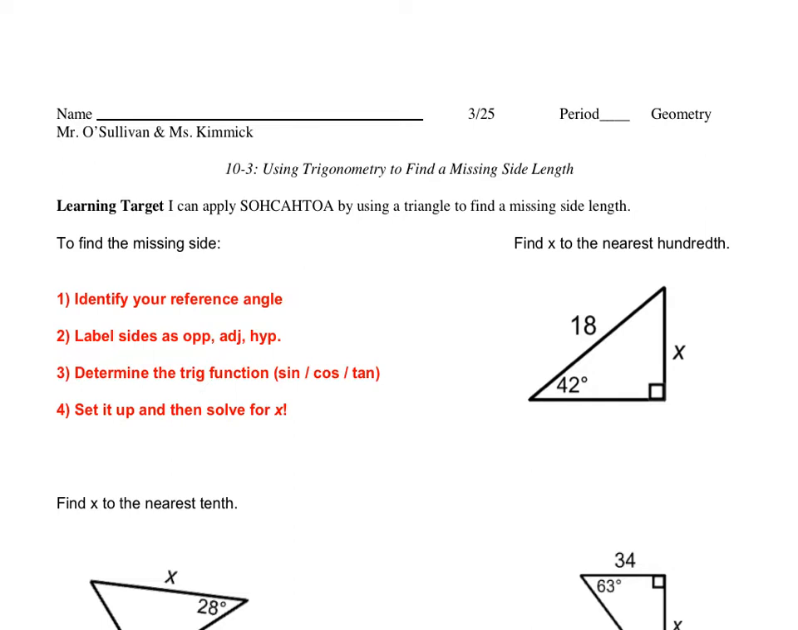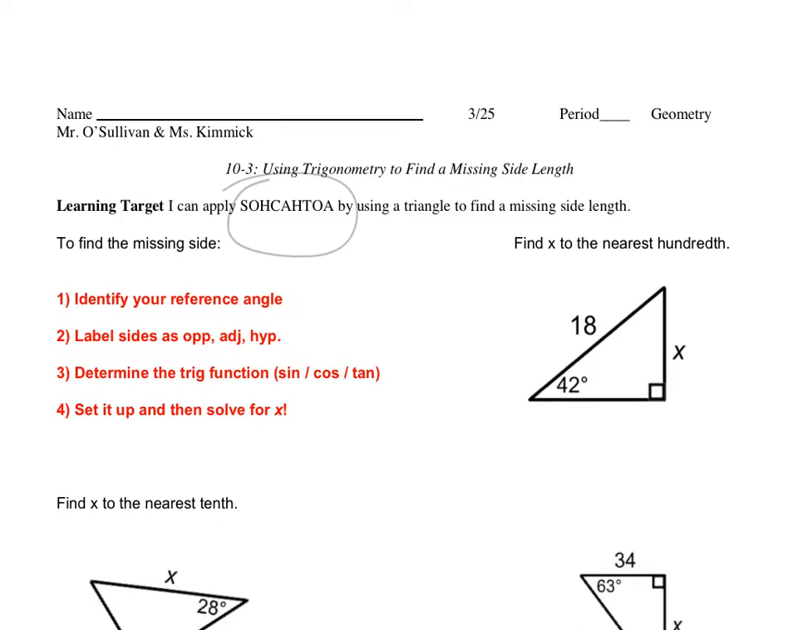Today what we're going to be doing is using trigonometry to find a missing side length. This is one of the most common applications of sine, cosine, and tangent. If you are struggling with how to label your image, I would go back to lesson 10-2 and watch that video. Our learning target is how to apply SOHCAHTOA by using a triangle to find a missing side length.